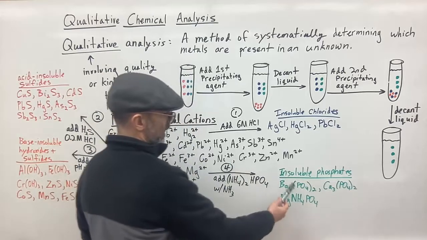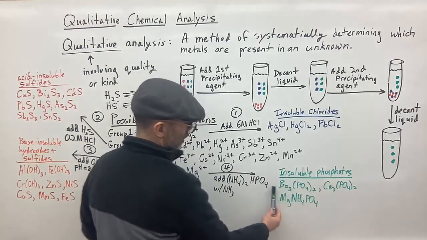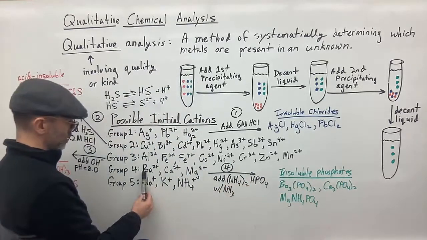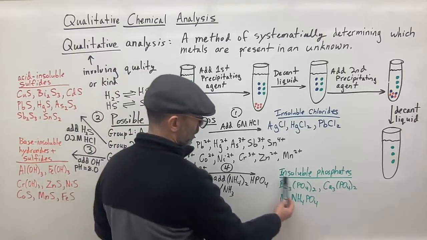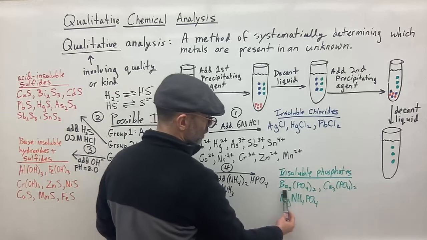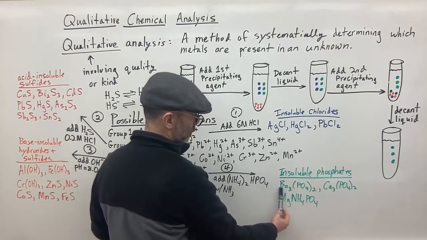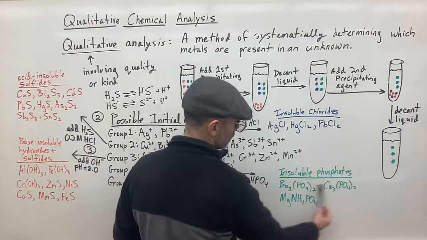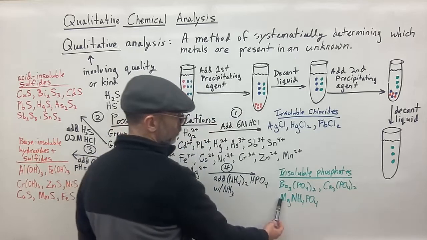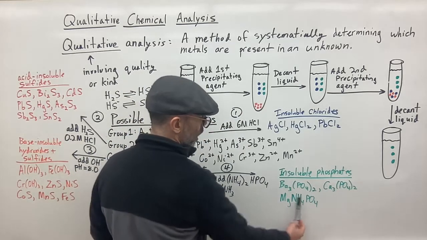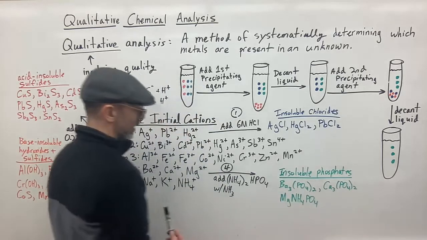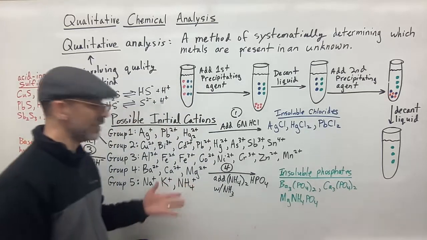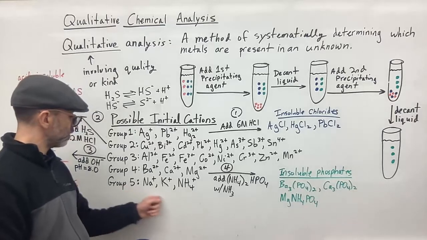And then what's going to happen is, if I have any of these, barium, calcium, or magnesium, I'm going to create some insoluble phosphates. So barium phosphate and calcium phosphates are insoluble. Magnesium can come out with the ammonium phosphate here. And so that way I could get rid of those, and then what's left over is going to be my group 5.